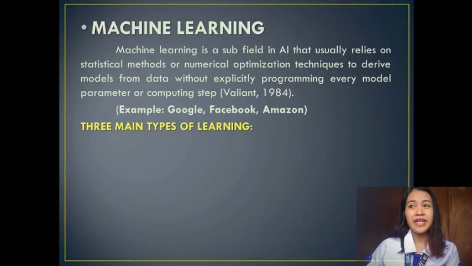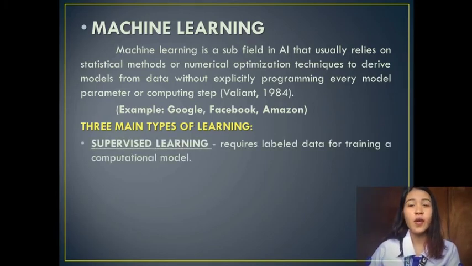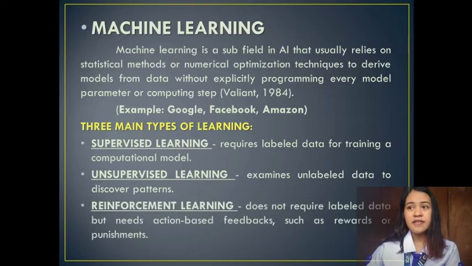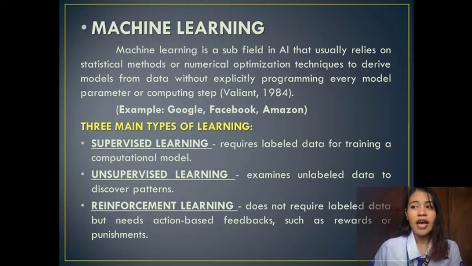There are three main types of learning: supervised learning, which requires labeled data for training a computational model. Next is unsupervised learning, which examines unlabeled data to discover patterns. Next is reinforcement learning. This does not require labeled data compared to supervised learning, but reinforcement needs action-based feedback such as reward or punishment. There are also other tasks that could fall under the umbrella of machine learning, such as anomaly and novelty detection, data generation, visualization, feature learning, and others.